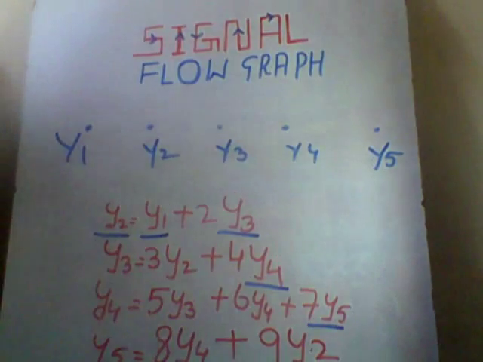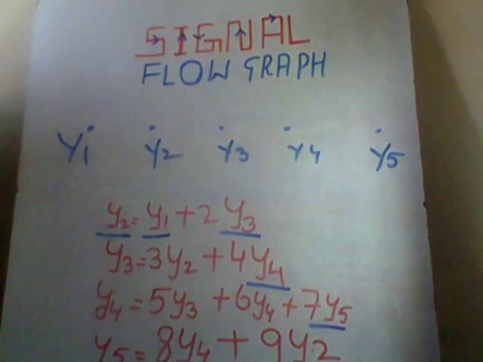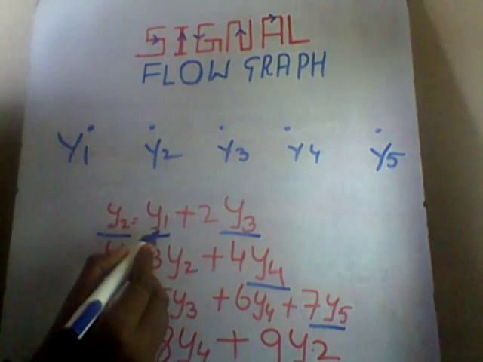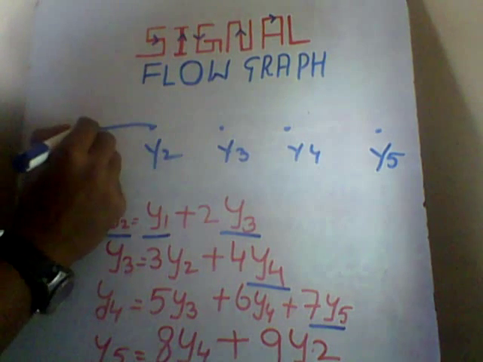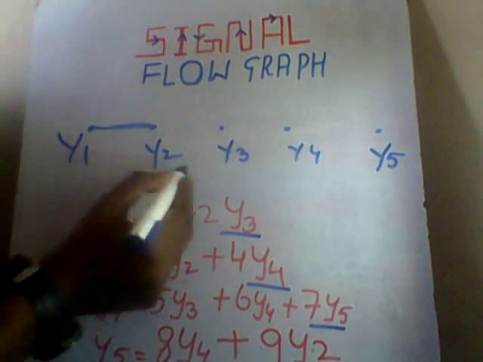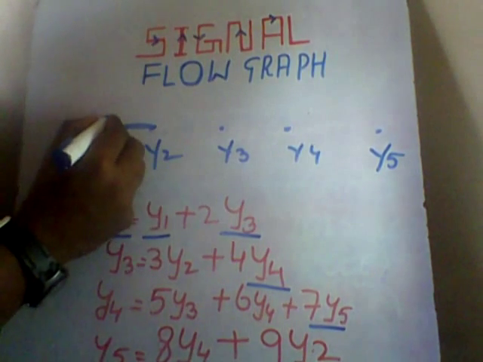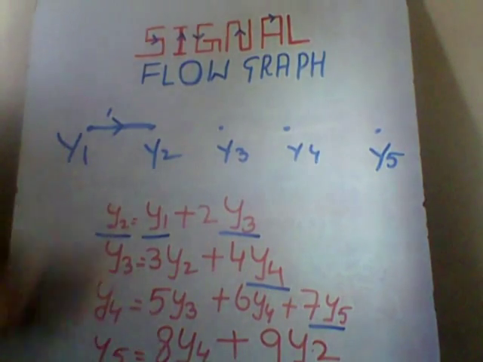So these are the variables, these are the nodes. As I said earlier, what is a node? A node is a variable. It may be current or voltages in a system. Now let us draw the system. From y1 to y2, y1 acts as a source and y2 acts as a node, a sink. See, this is y1, this is y2, with a path gain of 1. Understood? Okay.